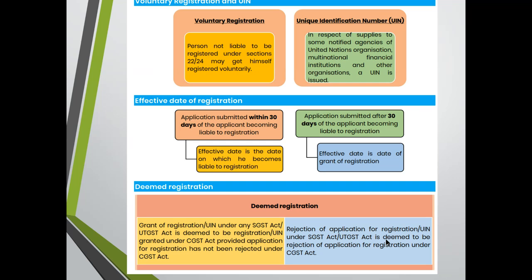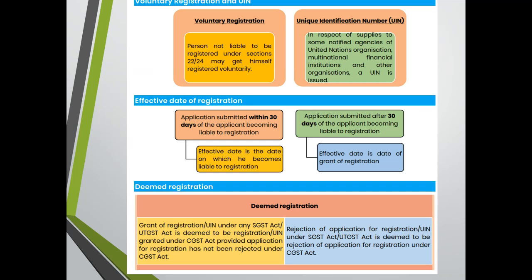It is not. So that way, two scenarios are there. If you apply within 30 days, automatically from the date on which you were required to get registration, that threshold limit breaking, that day you would be assigned the effective date of registration. Otherwise, as I mentioned, from the date of registration given by the department, that would be your effective date of registration. This is with regard to effective date of registration.